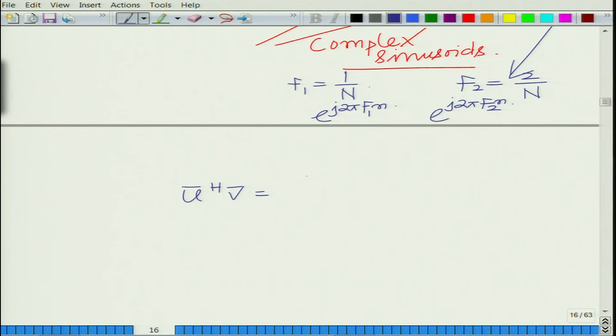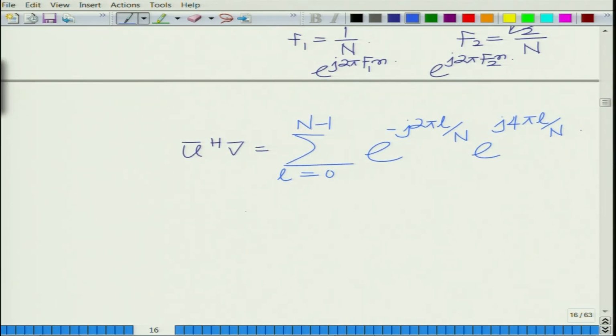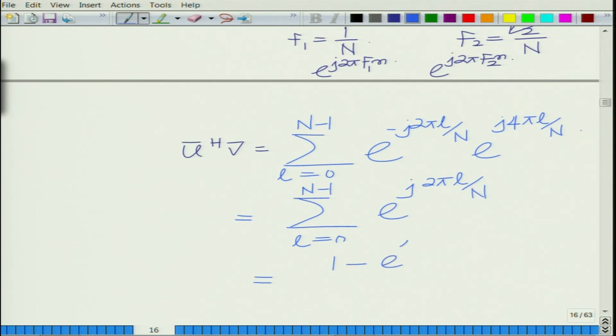u Hermitian v is basically the summation L equal to 0 to n minus 1 of e raised to minus j 2 pi L over n times e raised to j 4 pi L over n, right, and therefore, this is going to be the summation L equal to 0 to n minus 1 of e raised to j 2 pi L over n, which is essentially 1 minus e raised to j 2 pi n over n divided by 1 minus e raised to j 2 pi over n.